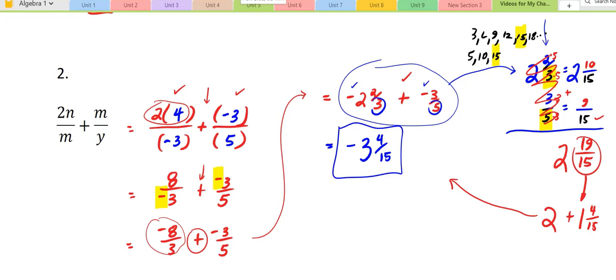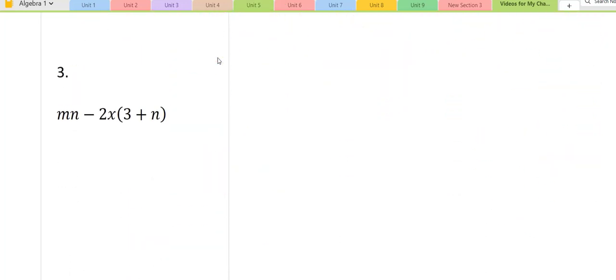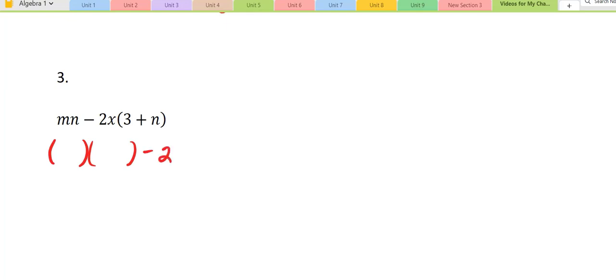Okay? All right, let's go to the 3rd out of 4. Let's take a look at this. All right, still evaluating. All right, so I'm going to substitute. So here I go. Oops. Excuse me. Okay, here we go. There's the M, there's the N, there's the minus.